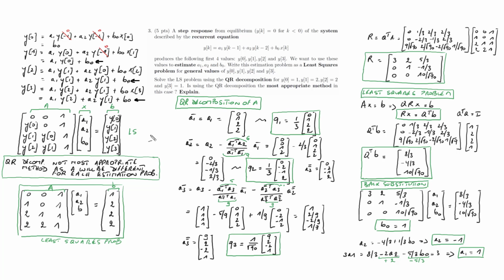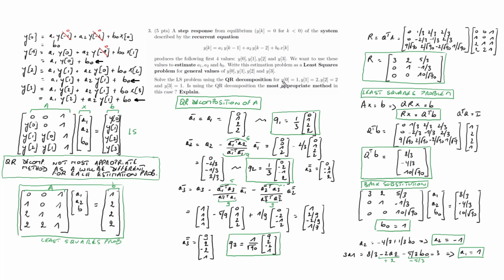You can see that this is not really appropriate for a solution with the QR decomposition, because in the A matrix you find the elements of the step response. For each system there will be a new step response, right? So the A matrix will change with the estimation problem, right? You tend to reserve the QR decomposition for least squares problems where the matrix A is fixed.